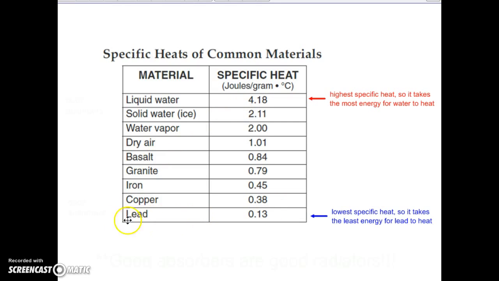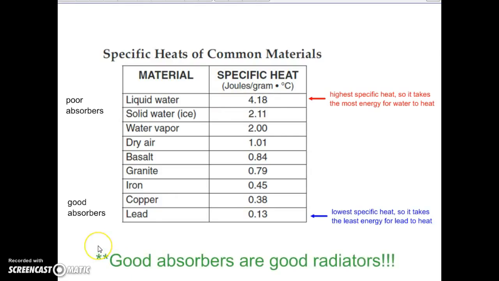Now, if something has a low specific heat, it's really good at absorbing energy because it doesn't need very much of it to heat up. If a material has a high specific heat, it is a poor absorber. Water takes a really long time to heat up because it requires so much energy to heat up. Now remember from class that if something is a good absorber, it's a good radiator. Lead is a good absorber. It heats up really quickly. It also cools down very quickly.